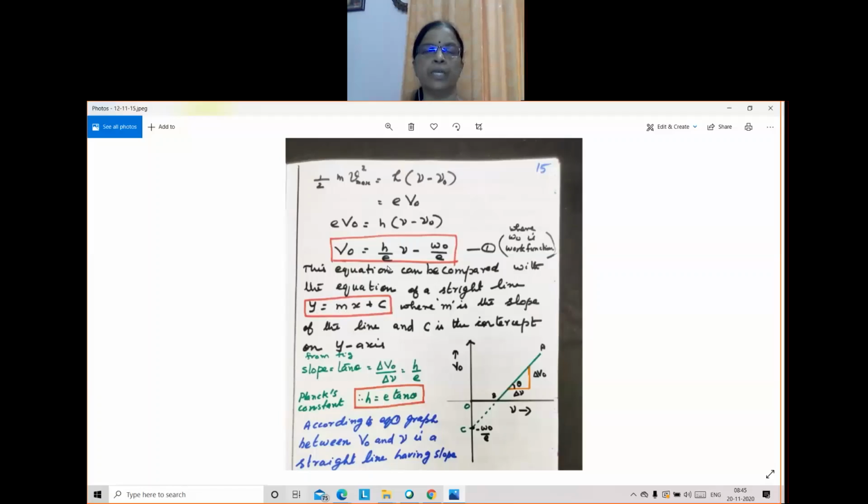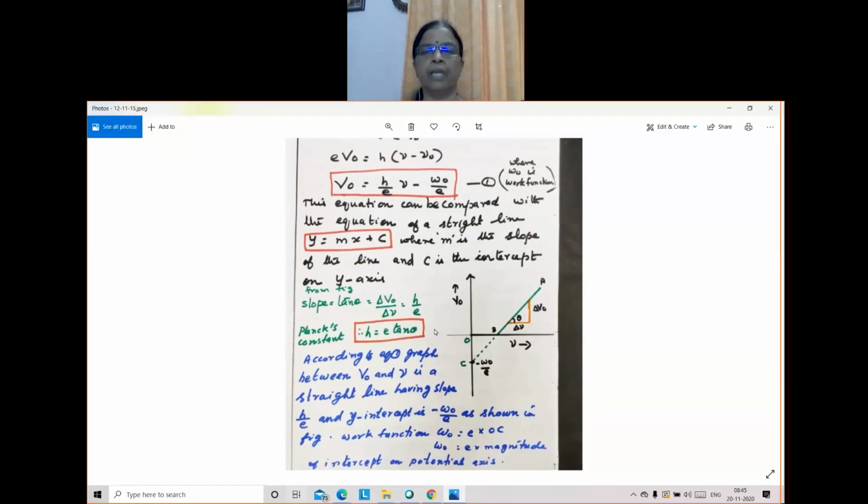So here what is m? The graph is between y and x, here between V0 and nu. So m is the slope of the graph. What is the slope? h by e. So by finding the slope of the graph, you will get h by e, where h is Planck's constant and e is the charge of the electron. And by finding the y-intercept, c, we can find out the work function of the metal from this graph.